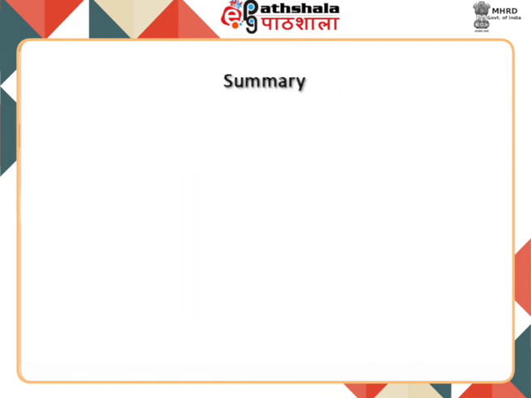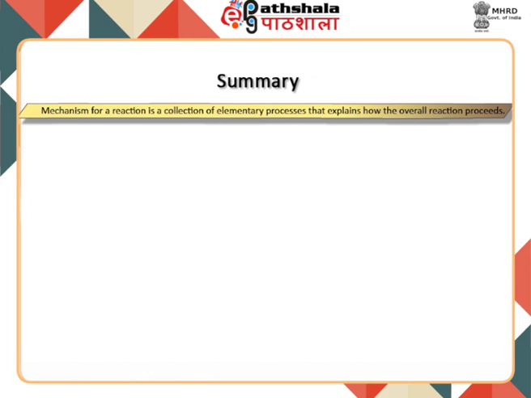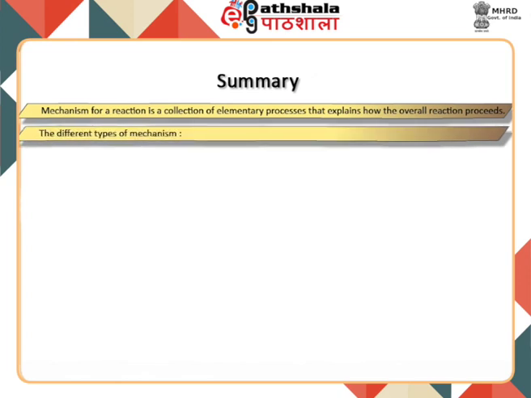Now we will finally summarize what all we learned in this module. We learned that the mechanism for a reaction is a collection of elementary processes that explains how the overall reaction proceeds. We also learned the different types of mechanism via which an organic reaction may proceed.